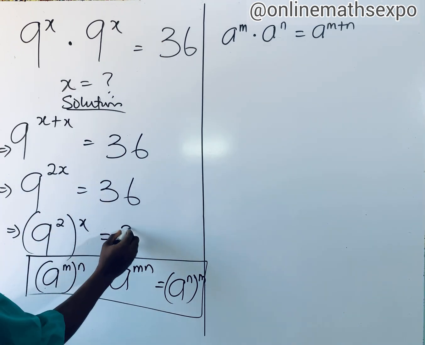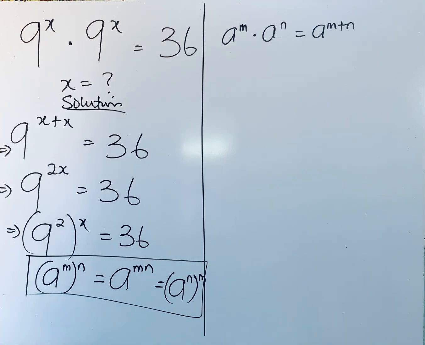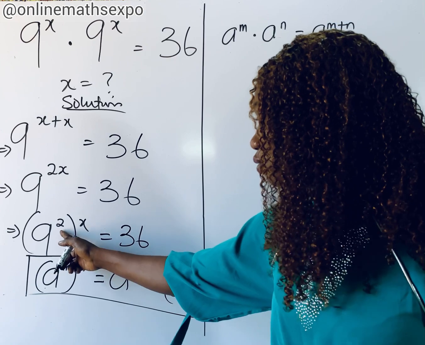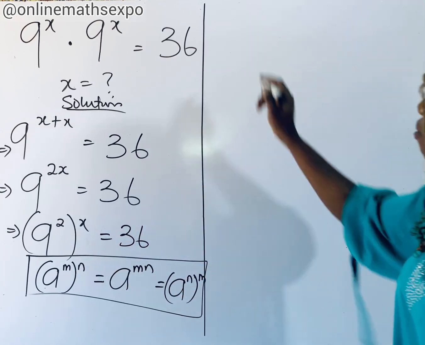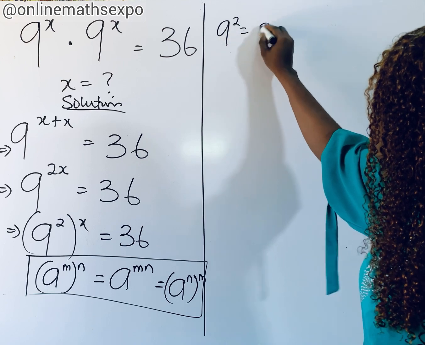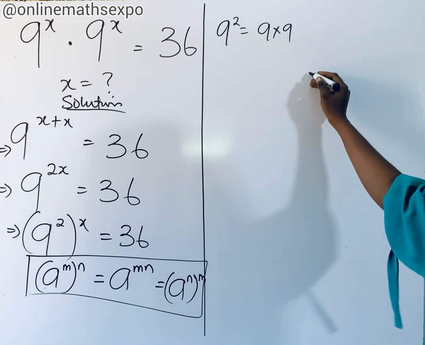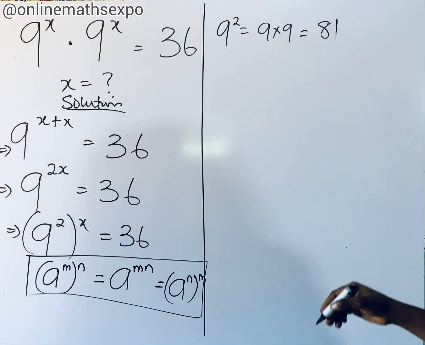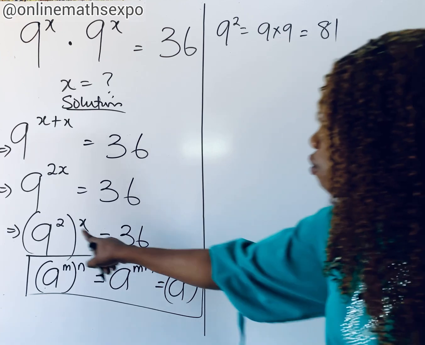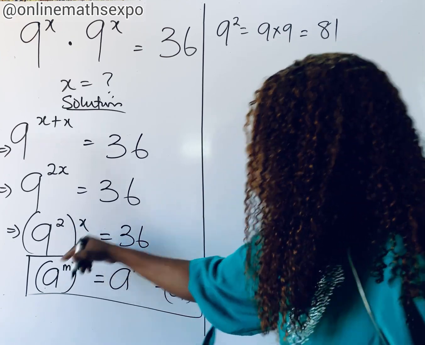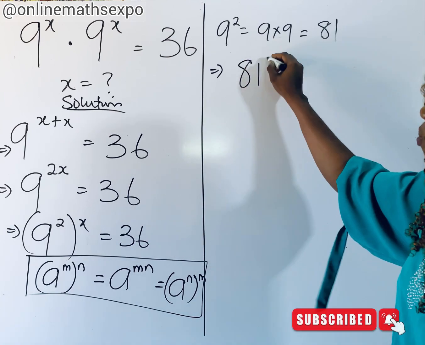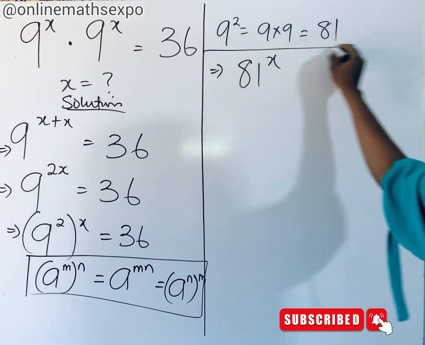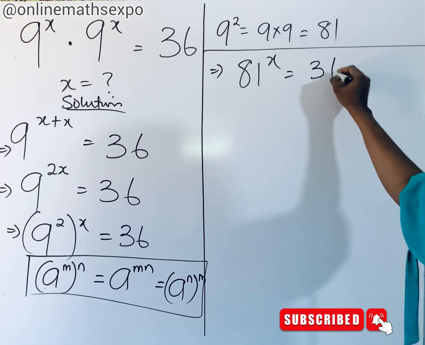And this will give us 36. So what do we do again? You now know too well that 9 to the power of 2 is 9 multiplied 2 times, and that will give you 81. So from here, we can have 81 to the power of x, and that is equal to 36.